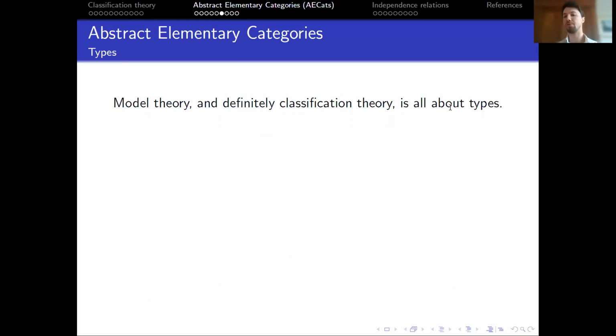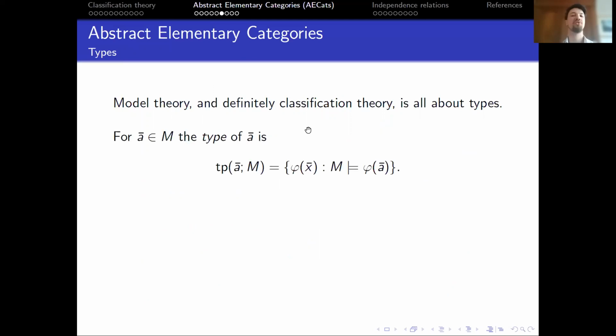Now, we want to do model theory in this framework. And model theory, and definitely classification theory, is all about types. And these are not types in the type theoretic sense. These are sets of formulas.